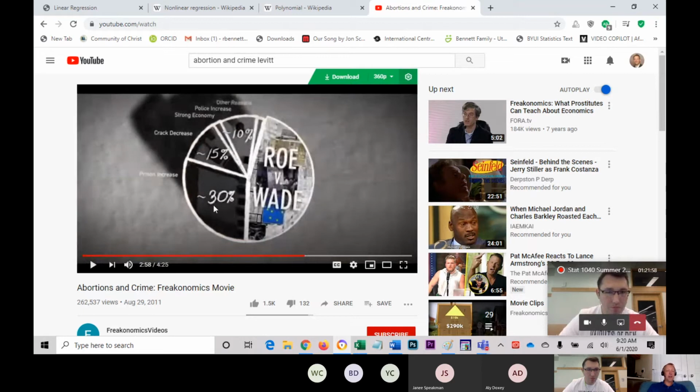So prison increase accounted for 30% of the drop in crime. Crack decrease accounted for 15%, and then strong economy, police increase, and other reasons such as gun control were the other 10%. But 45% was unknown.